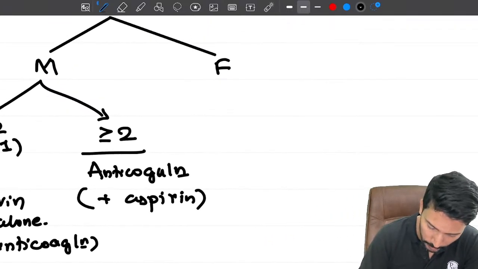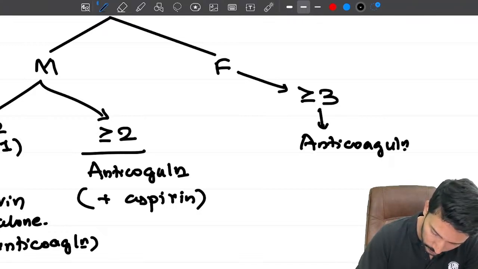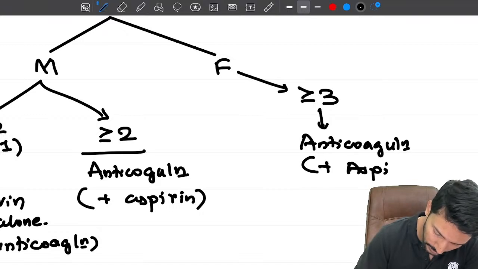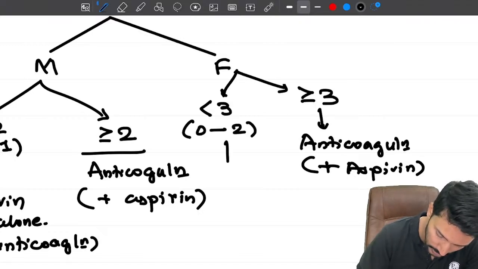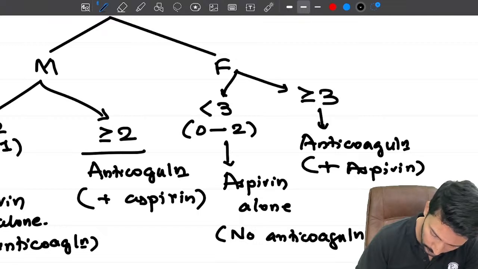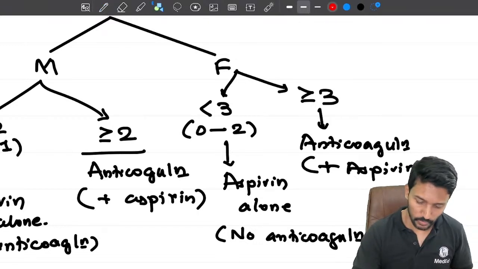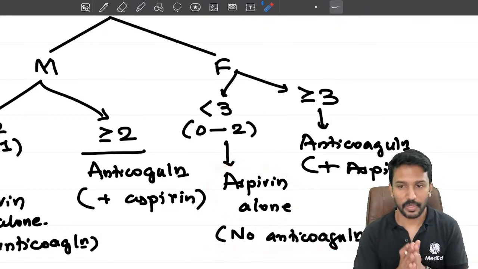For a female, if the score is more than or equal to 3, anticoagulation plus aspirin. And if the score is less than 3, that means 0 to 2, in such cases, aspirin alone, no anticoagulation. So because this case fits into the score of less than 3 for a female, there is no need for anticoagulation. Aspirin alone will be there.